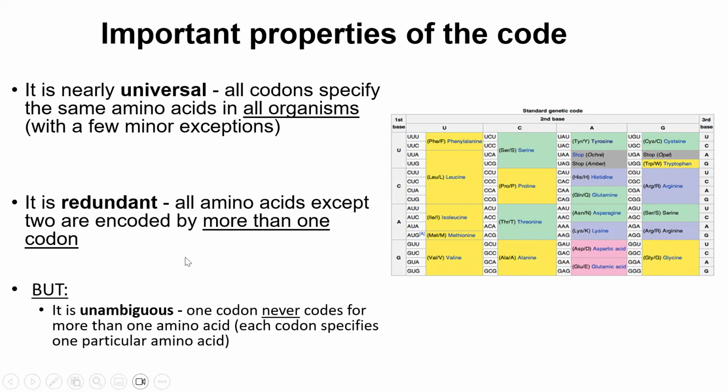It's redundant in that all amino acids except two of them are encoded by more than one codon. But it's unambiguous. One codon never codes for more than one amino acid. So it can have multiple codons coding for one amino acid, but it's never that one codon can code for multiple amino acids.